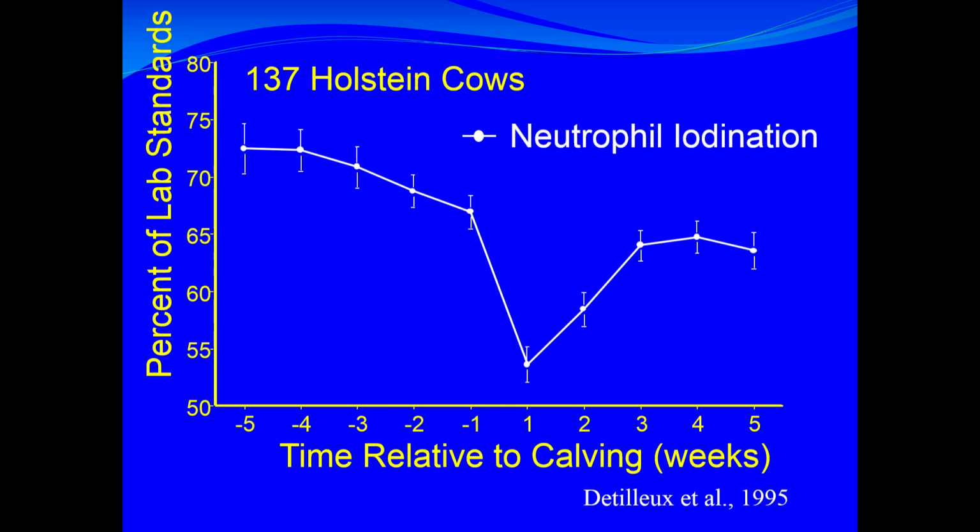Neutrophil iodination is a test that can be done. It's a screening test for neutrophil function, a pretty general function test. And you can see again that the average cow drops perhaps 30 to 40% in neutrophil function. And again, it takes maybe 2 to 3 weeks into lactation to recover that neutrophil function. Again, another indicator that these animals are severely immune suppressed.